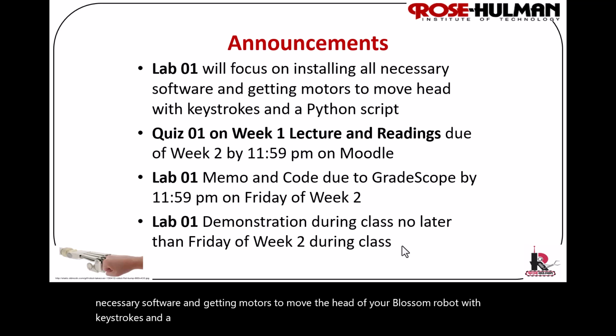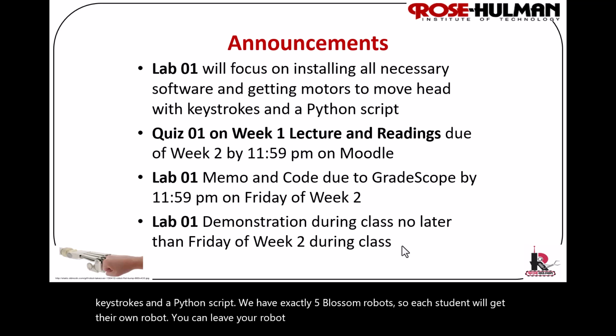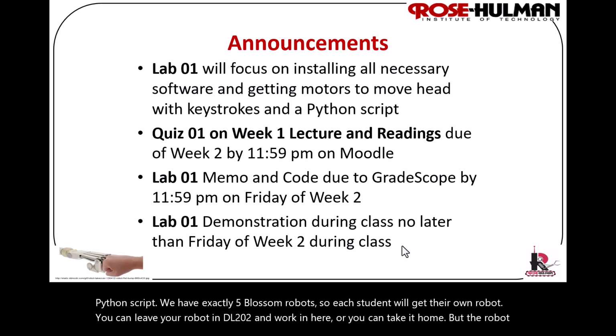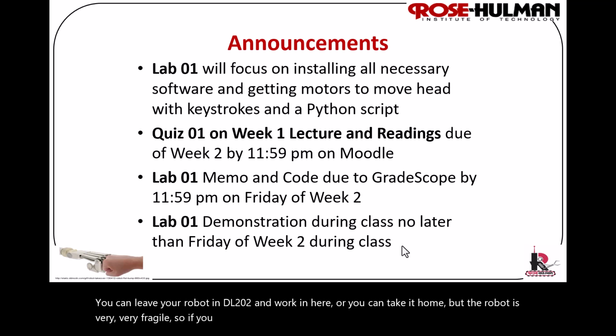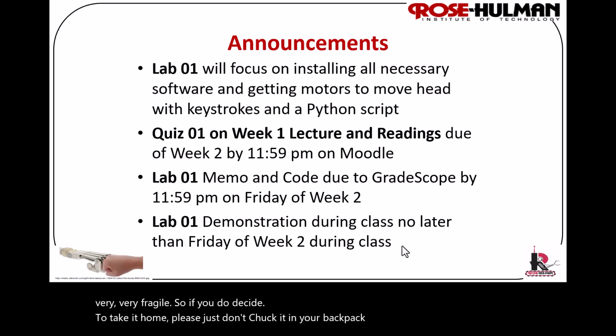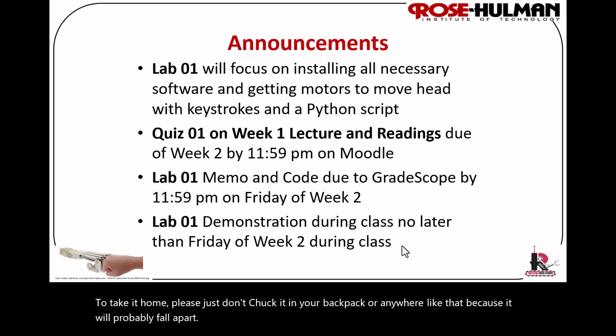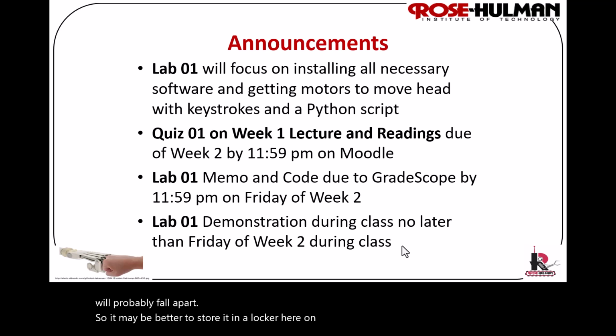We have exactly 5 Blossom robots, so each student will get their own robot. You can leave your robot in DL202 and work in here, or you can take it home, but the robot is very, very fragile. So if you do decide to take it home, please just don't chuck it in your backpack or anywhere like that, because it will probably fall apart. So it may be better to store it in a locker here on campus and just work here or somewhere in the hallway.